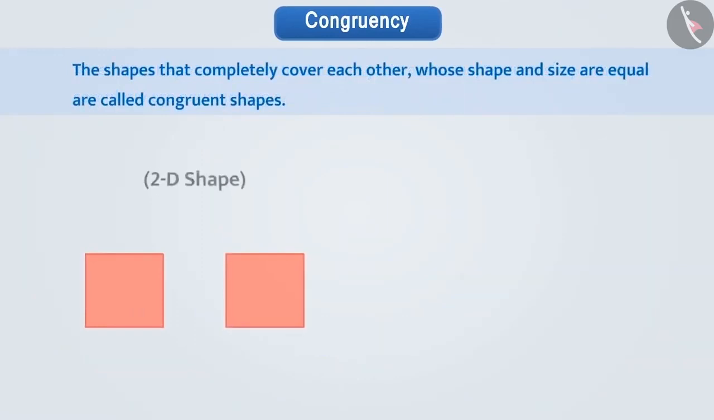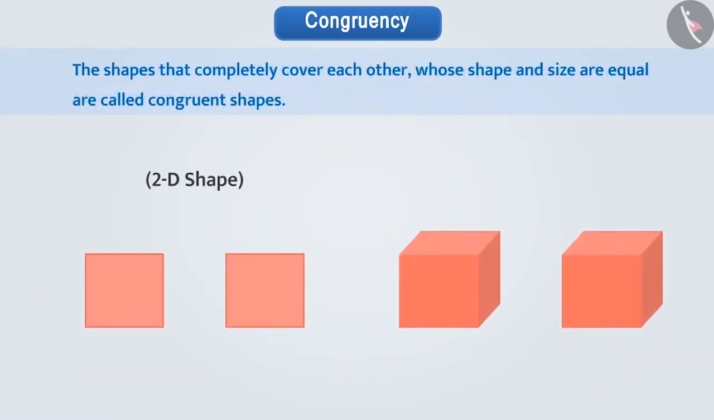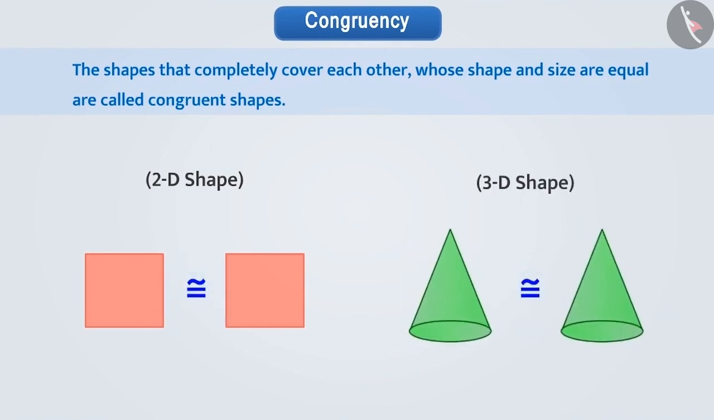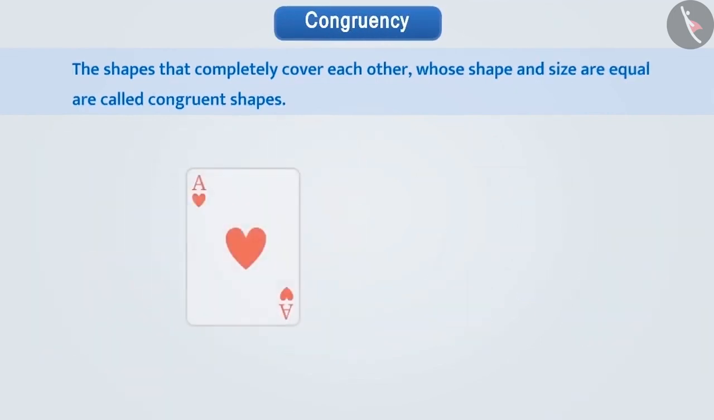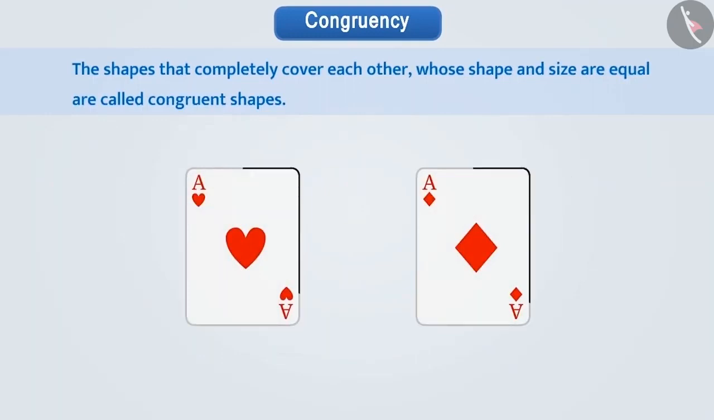Keep in mind that like 2D shapes, 3D shapes can also be congruent. For example, these two cones, which have equal size and shape, are therefore congruent. In this video, we will only discuss congruency of two-dimensional shapes. If we talk about these shapes, then here also you can see that the sizes and measurements of both are found exactly the same. So both these shapes are also congruent.